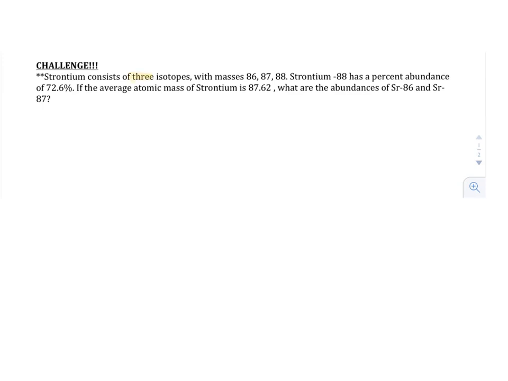So we have 3 isotopes. They're 86, 87, and 88. Okay, and it says the average of these 3 isotopes is 87.62. The average is given. All right, so let's write out our formula first to begin.